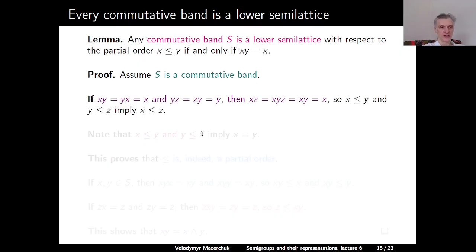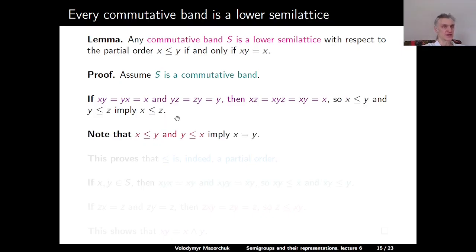So we have defined our partial order. Note that xy = yx = x if x ≤ y, and if y ≤ z, then yz = zy = y. But then xz = (xy)z, because x is xy. Now yz is y, so this is equal to xy, and xy is x. So this implies that x ≤ z. So our relation is transitive.